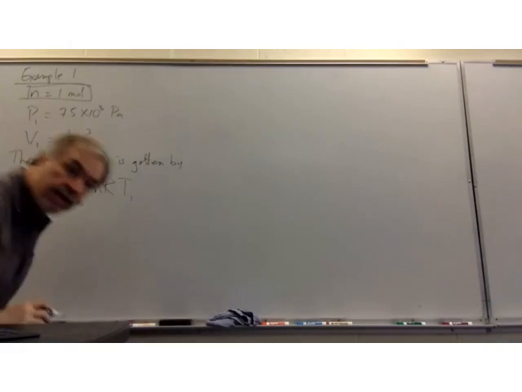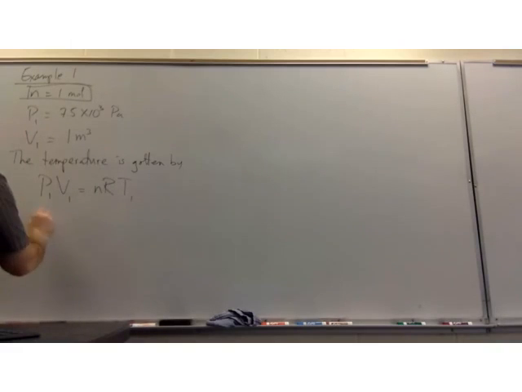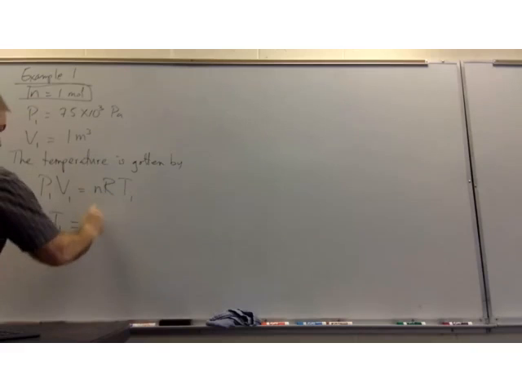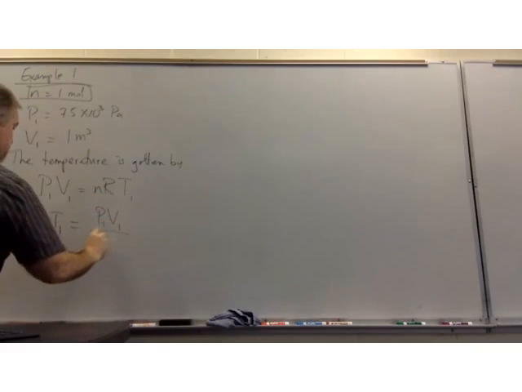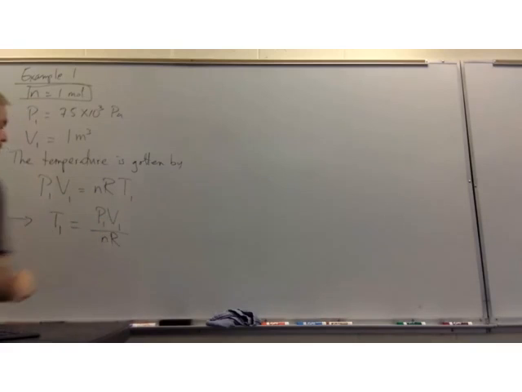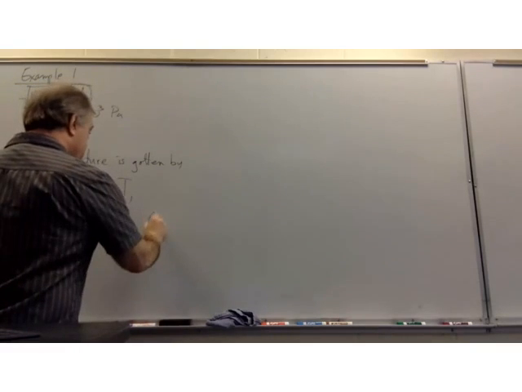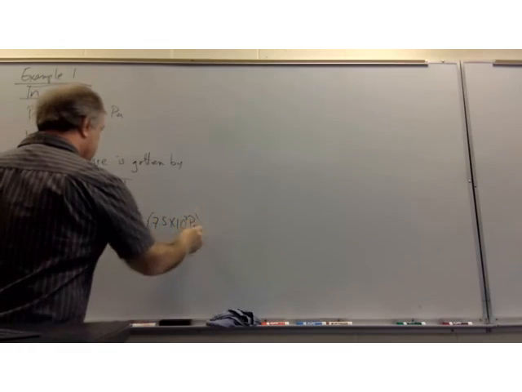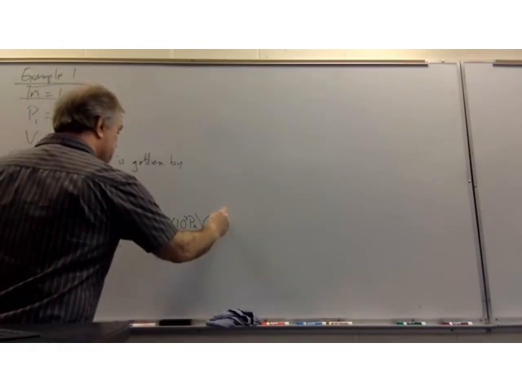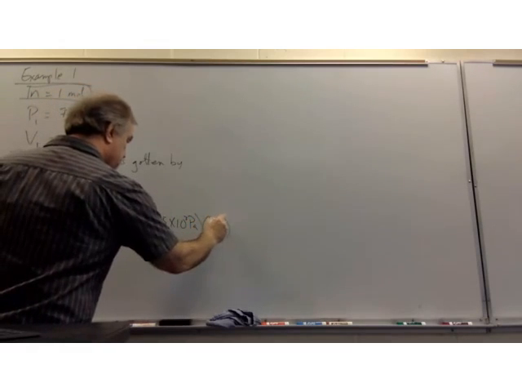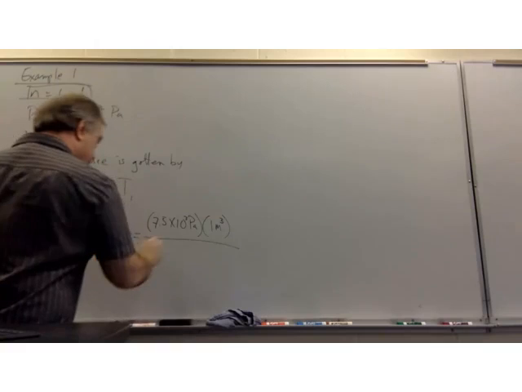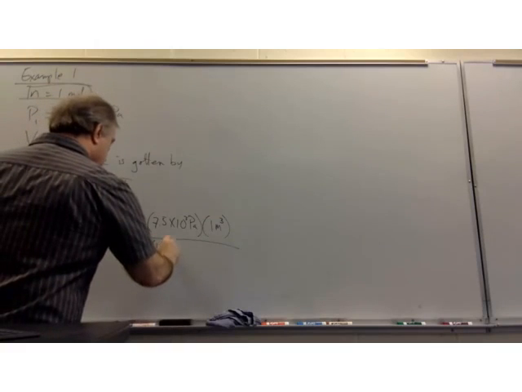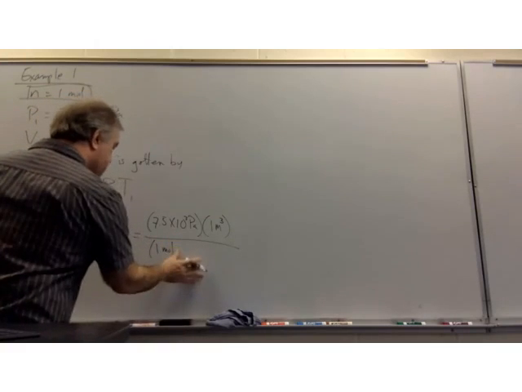So, hey, I'm off camera. Hi, I'm over here. So the temperature then becomes P1 over V1 divided by nR. Okay, and I'll plug in the numbers that I came up with: 7.5 times 10 to the third pascals. Volume is 1 cubic meter. Number of moles, 1 mole.